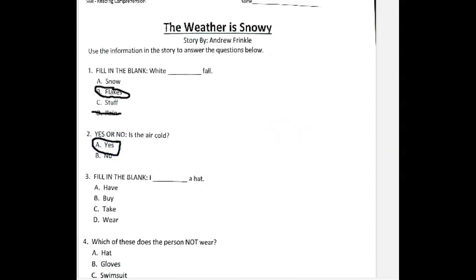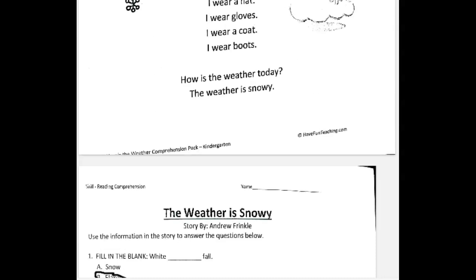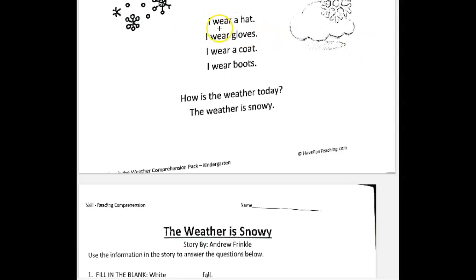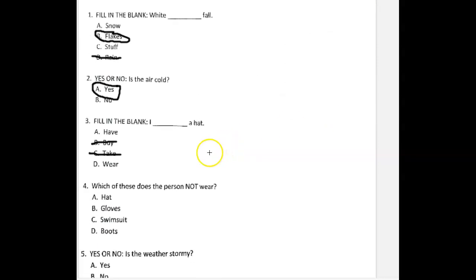Number 3, fill in the blanks. I have a hat, I buy a hat, I take a hat, or I wear a hat. So what about the hat? So let's take out 2 choices. We could take away buy and we could take away take. So do you remember if they have a hat or if they're wearing a hat? So let's see. So right here it says, I wear a hat. So our answer is, D, I wear a hat.